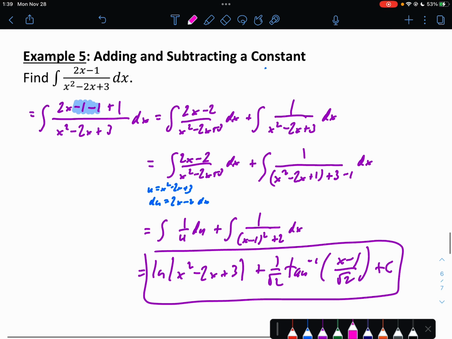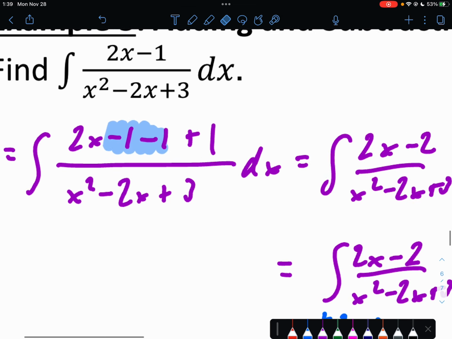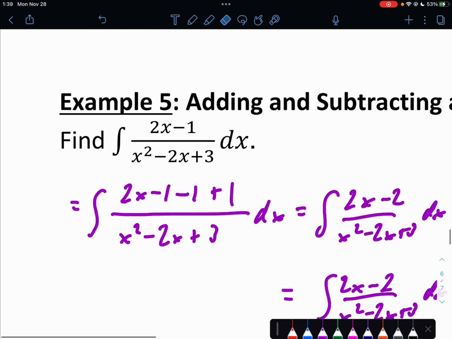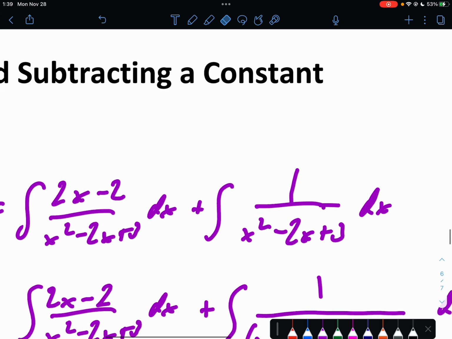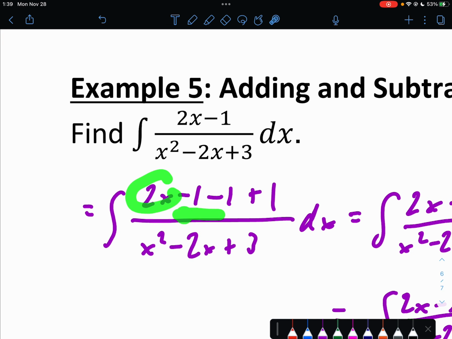Adding and subtracting a constant, so basically, again, adding 0. All right? So in this case, I'm going to add and subtract 1. So I subtracted 1 and then added 1. And then why did I do that? So I can combine these two. That's why they're highlighted there. To go 2x minus 2 and split it up plus 1. So I take that 2x minus 2 and make that one integral, and then the plus 1 is the other integral.